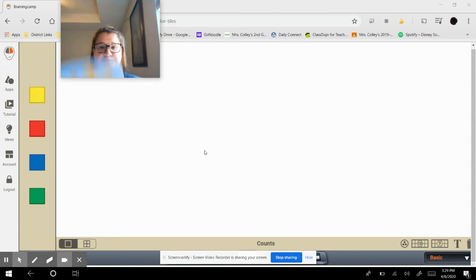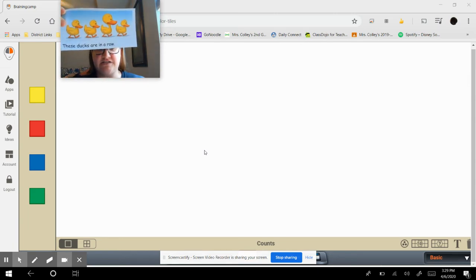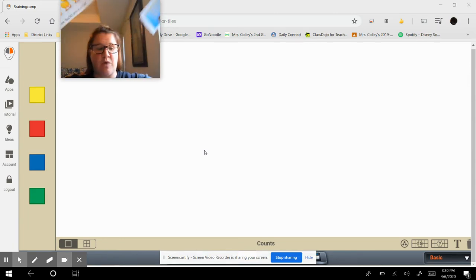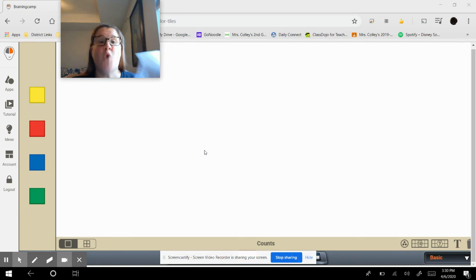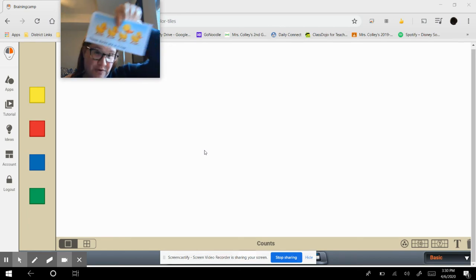Remember, a row goes side to side. These ducks are in a row. They go side to side. When you row a boat, you don't row up to the sky. You row side to side in like a lake. You may be in a paddle boat. When you're paddling, you still paddle side to side. You can't go up or down. You just paddle. So we row like a row of ducks.